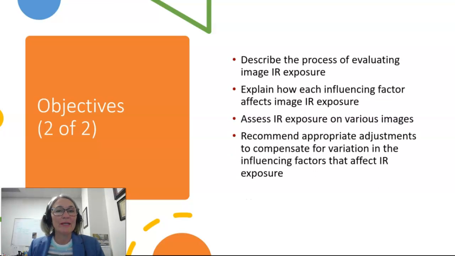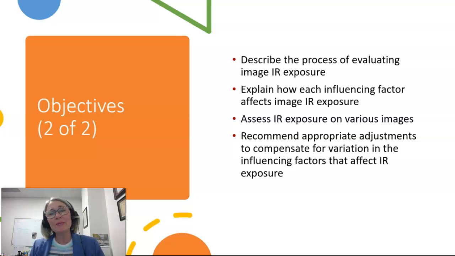We're also going to look at, describe the process of evaluating IR exposure, explain how each influencing factor affects the IR exposure. So we've talked about that already a little bit. We're going to go a little bit more into it, okay? Be a good review for you. Assessing IR exposure on various images. Recommend appropriate adjustments to compensate for variations in the influencing factors that affect the IR exposure. Okay, so quite a few objectives. Got a lot to get through.